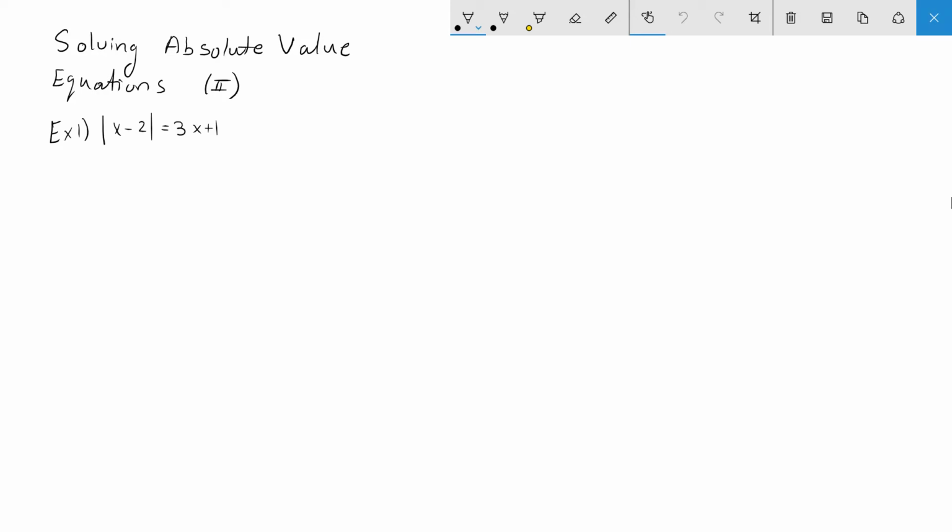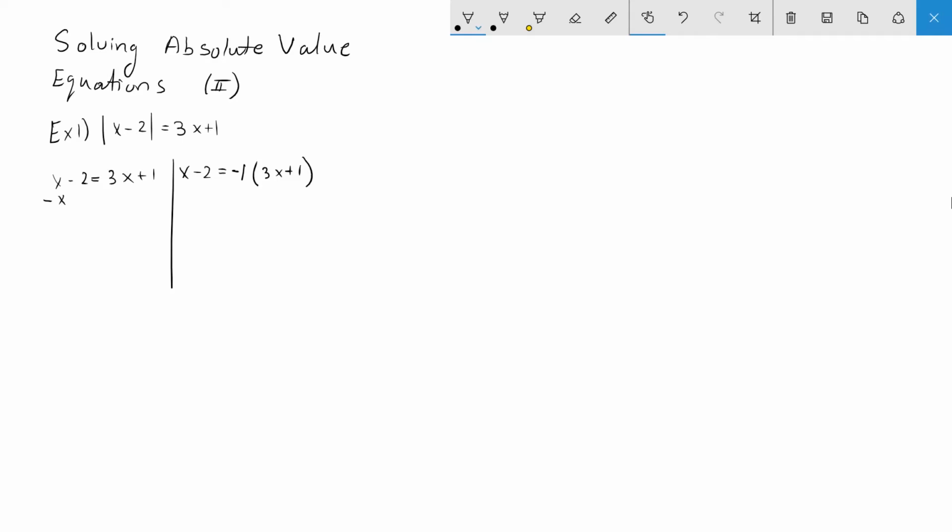Alright guys, so let's look at this example. We have the absolute value of x minus 2 is equal to 3x plus 1, and same exact setup as before. So we have x minus 2 is equal to 3x plus 1, and for the other side we're going to negate this side, so we have x minus 2, and the way we negate the other side is by putting a negative 1 and opening up brackets and putting whatever is on the other side, so 3x plus 1.